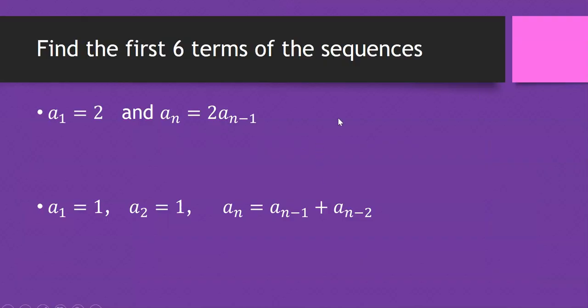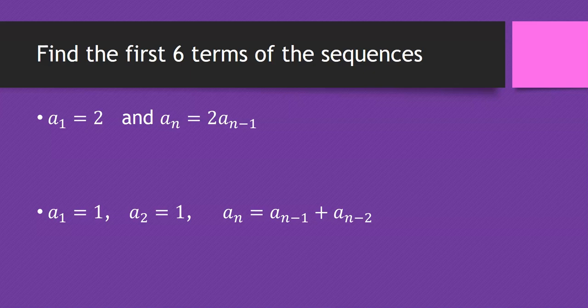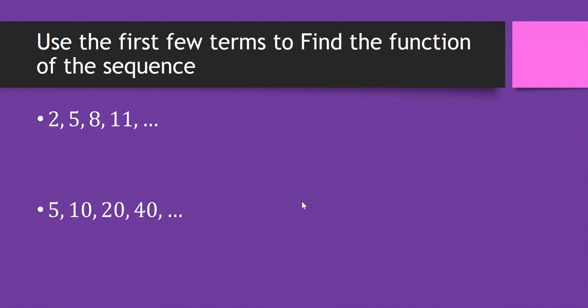All right, so we've listed out some of the first terms of the sequences. Right now, I'm going to adjust this just slightly and do the reverse. So now let's assume we have the first few terms of a sequence, and we want to write out the function that gives us the sequence. 2, 5, 8, 11 is the first sequence, and then 5, 10, 20, 40 is the second sequence. I want you to go ahead and try to come up with the terms of the sequence.